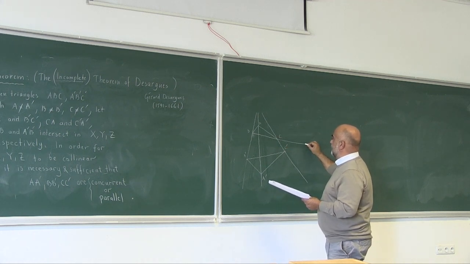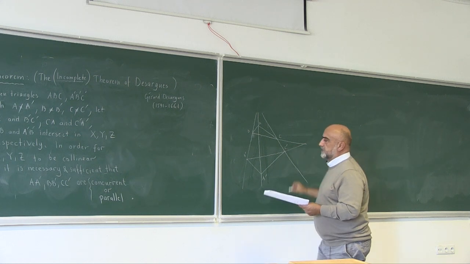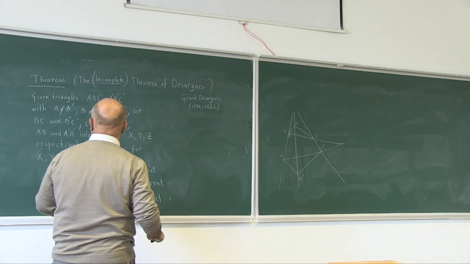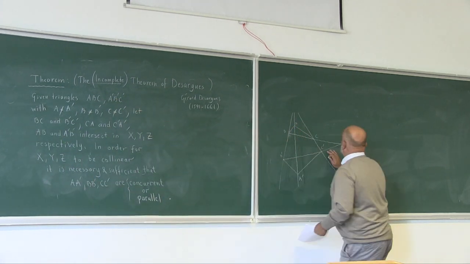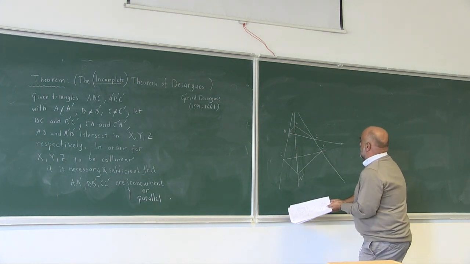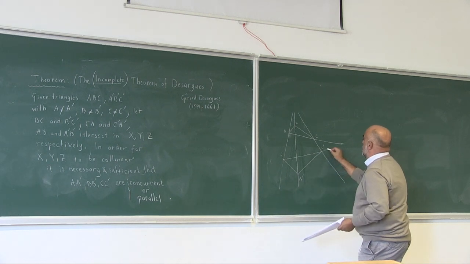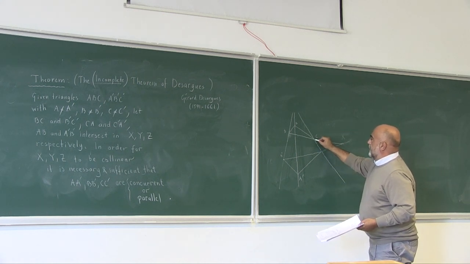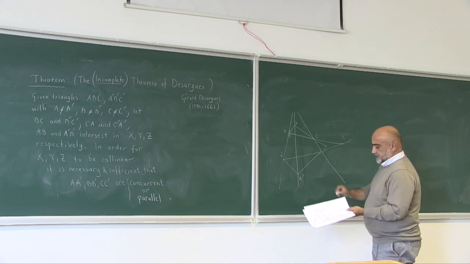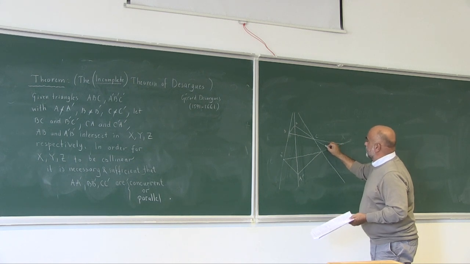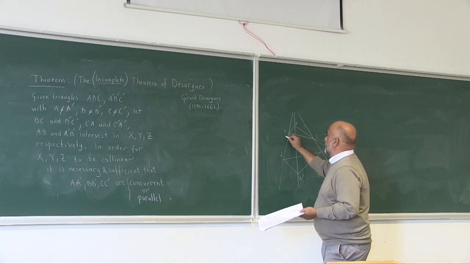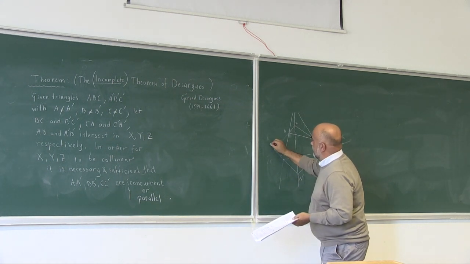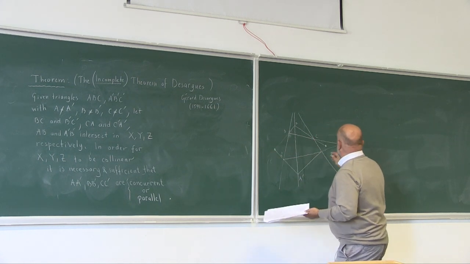So we extend, okay, so the theorem says that BC and B prime C prime intersect in, okay, X. So we get that. So that's your point X. And then CA and C prime A prime intersect in Y. So we get that too. And finally, AB and A prime B prime intersect in Z. So I've got the three points, X, Y, and Z.